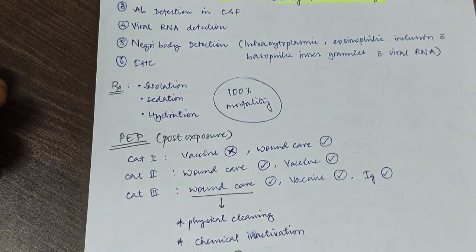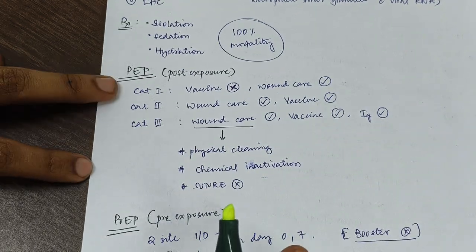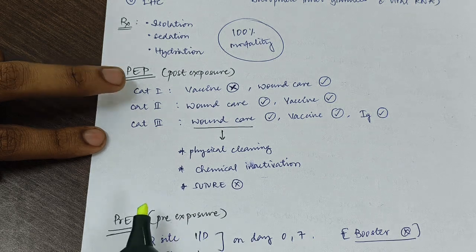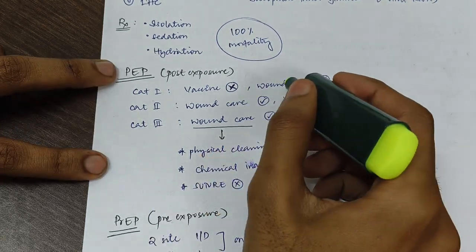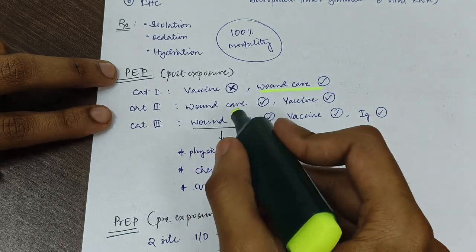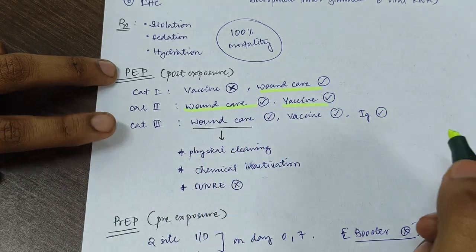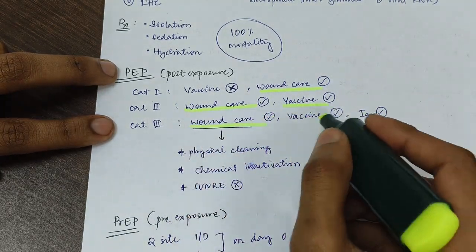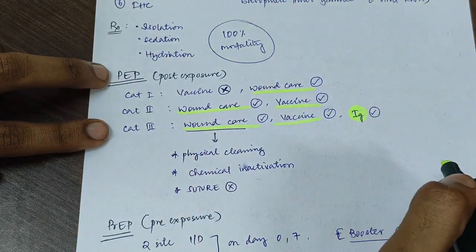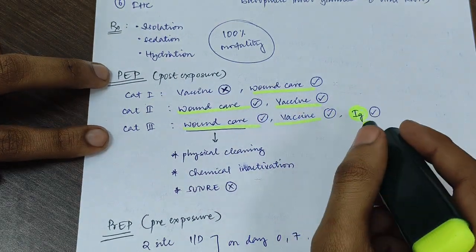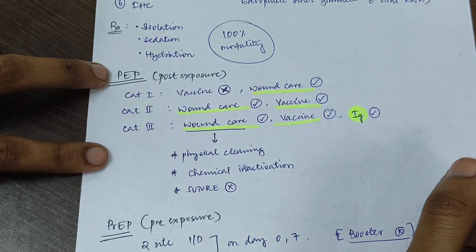Post-exposure prophylaxis depends on the bite of the dog: Category 1, Category 2, Category 3. Category 1, you are going to use just wound care. Whereas in Category 2, you are going to give the wound care and the vaccine. Whereas in Category 3, wound care, vaccine and immunoglobulins are also given. Passive immunization is also given. With active immunization, you are going to use passive immunization of immunoglobulins.